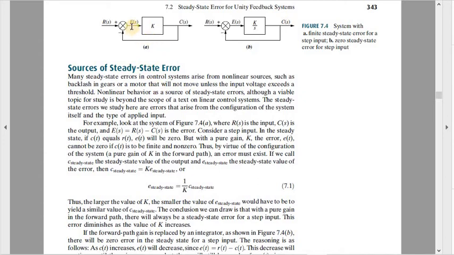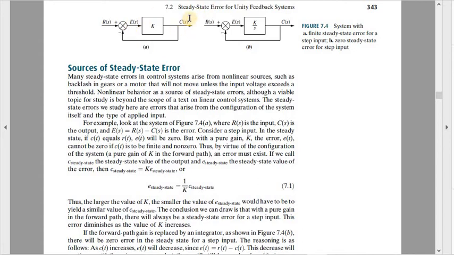If I write the equation for the output, in the time domain, the error is the difference between R minus C, from the block diagram. Now, in the time domain, R of S is represented by R of T, E of T for error, and C of T for output.